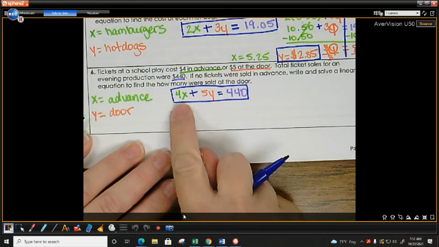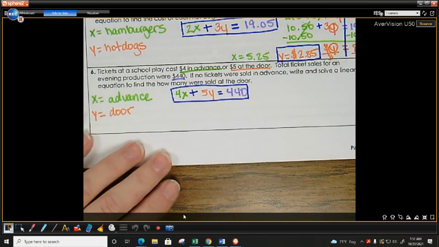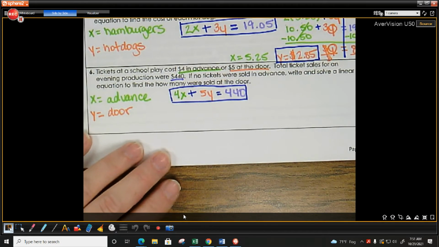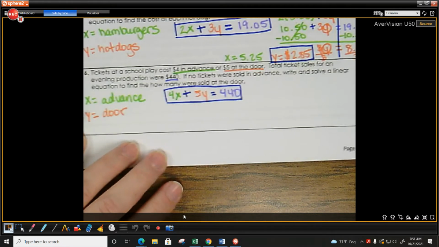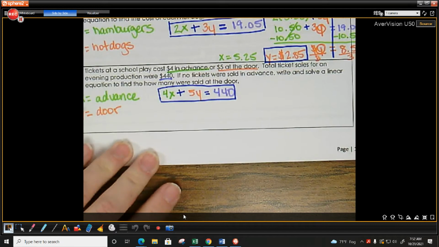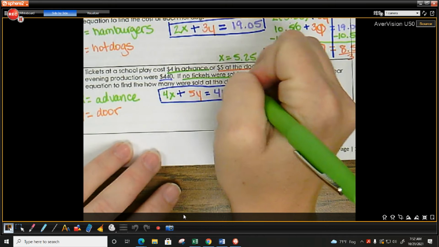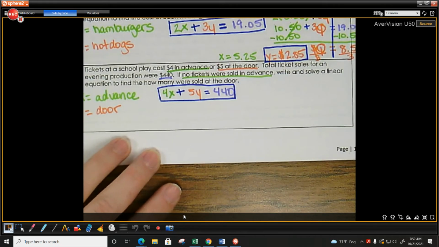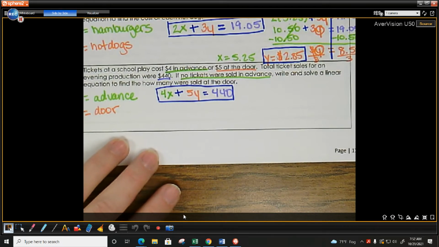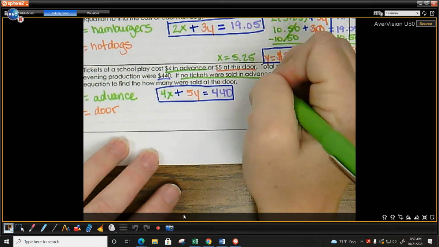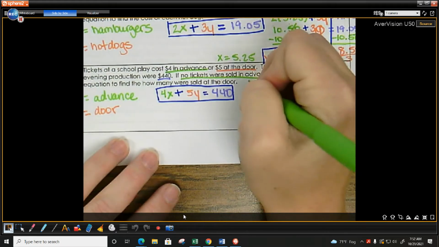So there is my standard form equation: AX plus BY equals C. The X and the Y are on the left, the constants on the right. We're not doing all of them. Now it says if no tickets were sold in advance. What is that telling me? What variable? X is what? 0, because none were sold. In advance is my X, so this is telling me X is 0.